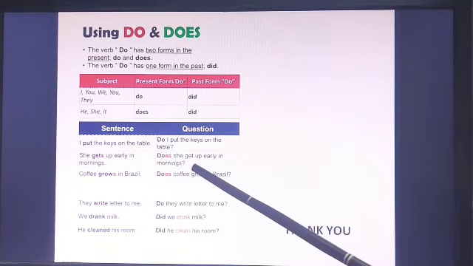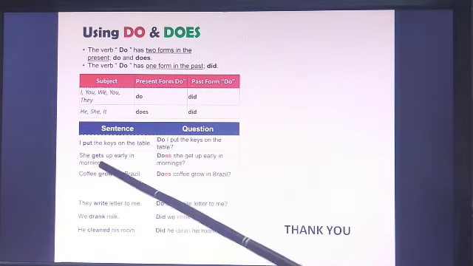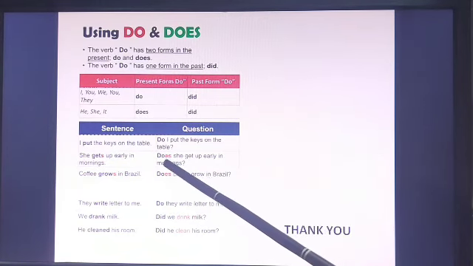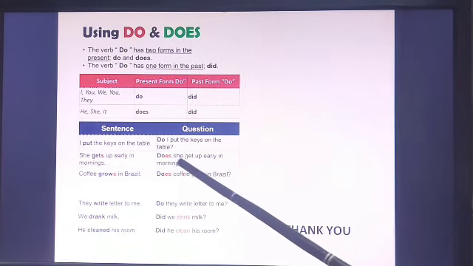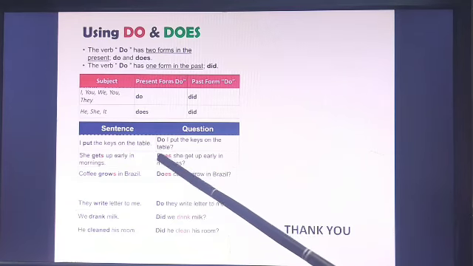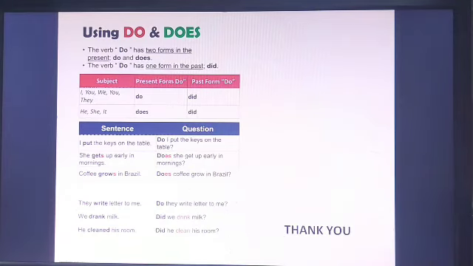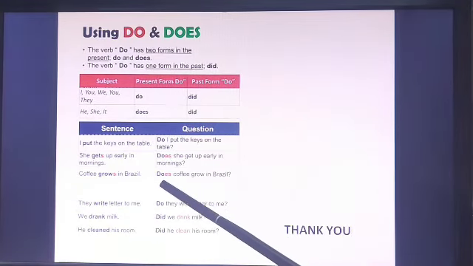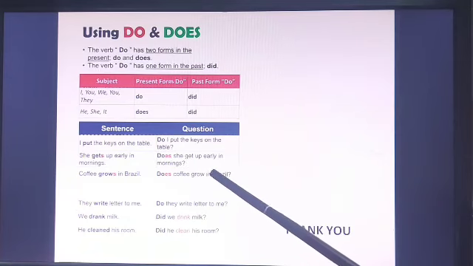To make you understand, it's given in other colors. So ES is added and the S is removed. It will be, does she get up early in the mornings? Okay. See the next sentence. Coffee grows in Brazil. If we change into interrogative, it will be, does coffee grow in Brazil?